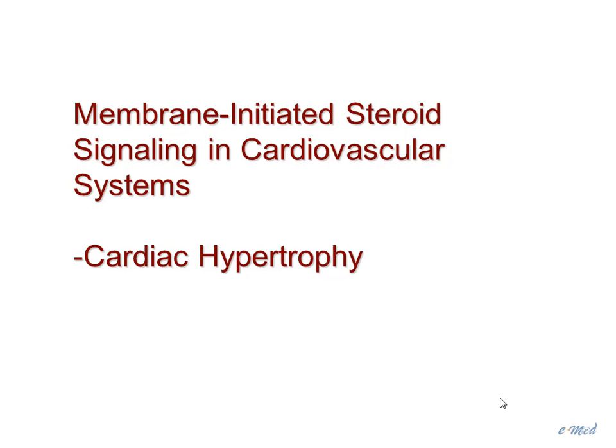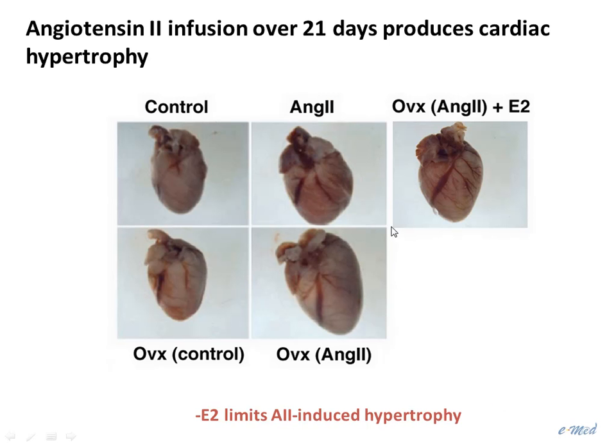Well, we've been very interested most recently in prevention of cardiac hypertrophy. So let me show you what this looks like. This is a normal female mouse heart, shown here, unstressed. And this is a female mouse heart from a mouse that's been ovariectomized, but not stressed in any way. And you can see the hearts look fairly similar at a gross level.